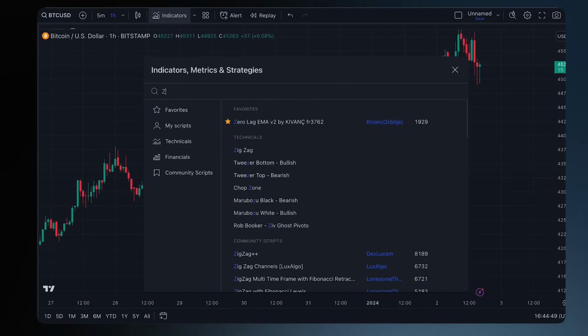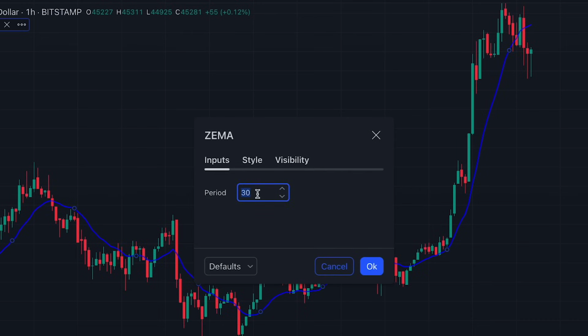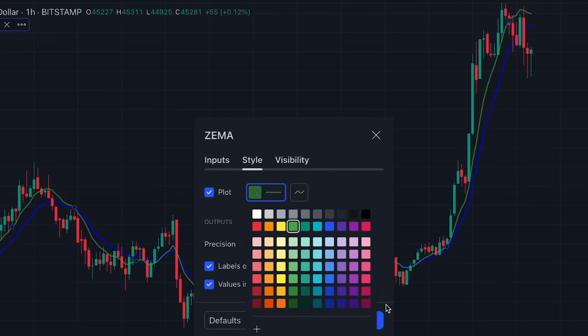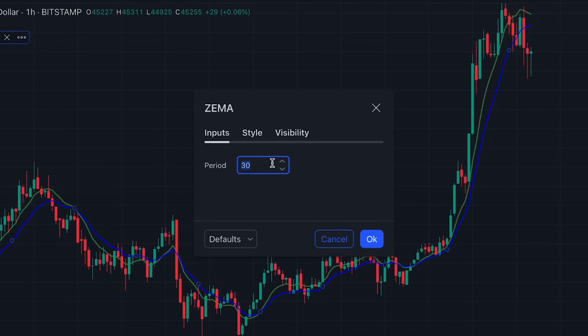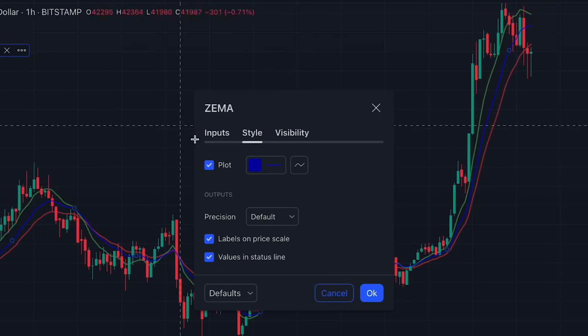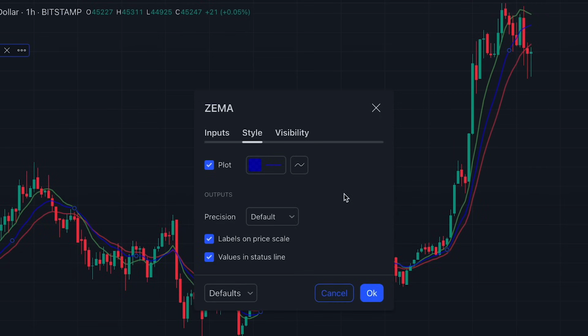Open the Indicators tab and search for ZLEMA version 2. We need 3 lines, so you need to click 3 times. In the settings part, change the period of the first one to 20 and change the plot color to green. Change the period of the second one to 40 and change the plot color to red. Change the period of the third one to 60 and change the plot color to blue.